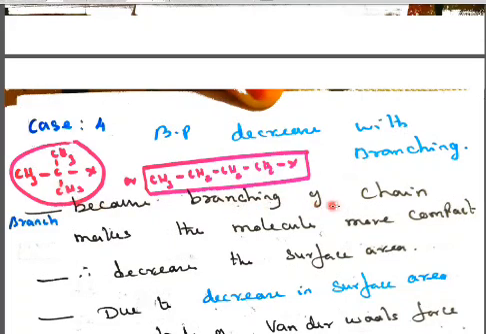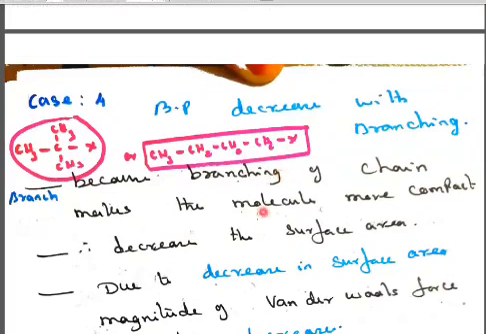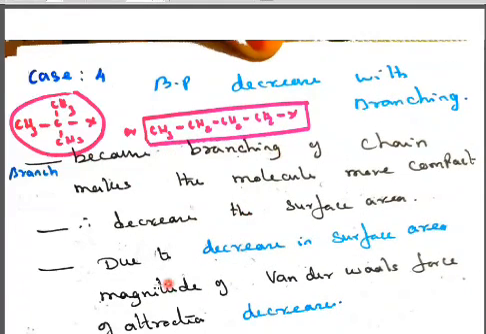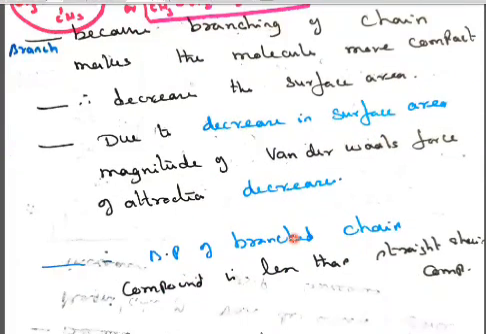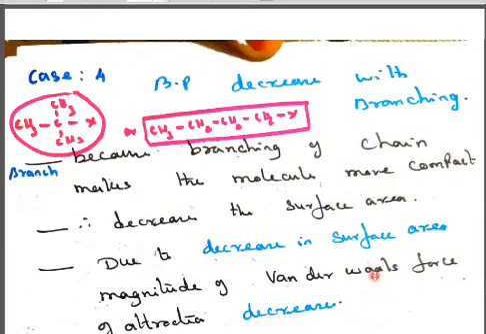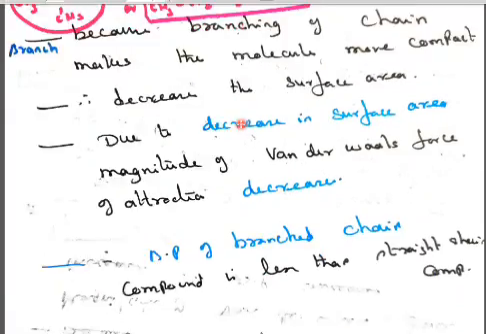Branching of the chain makes the molecules more compact, so the surface area decreases. Here the surface area will be greater. Due to the decrease in surface area, the magnitude of van der Waals force also decreases. So the boiling point of the branched compound is less than the straight chain compound. So here it is less boiling point, and here it is more boiling point.